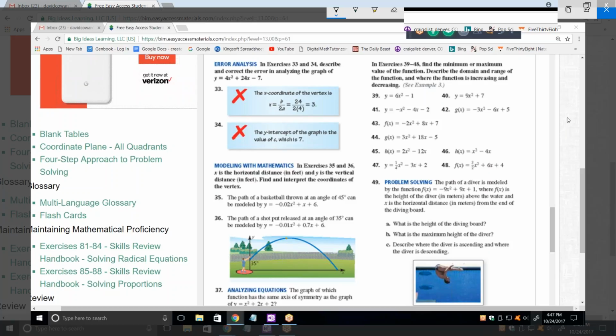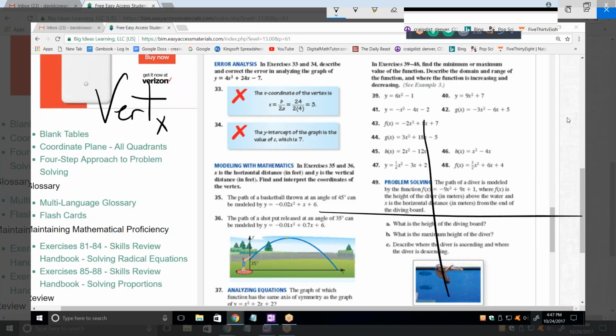Describe the domain and range and where the function is increasing and decreasing. Well, unfortunately, we have to graph it here. We have to find the vertex, even though they didn't request it. You can't answer this question without the vertex. And that's why the vertex is the most important point on all parabolas, because you can't really answer very many questions without finding the vertex. Okay, so same thing that we've done on every single problem.